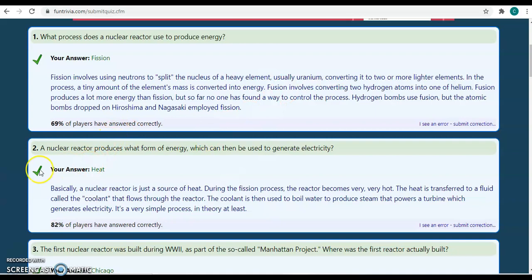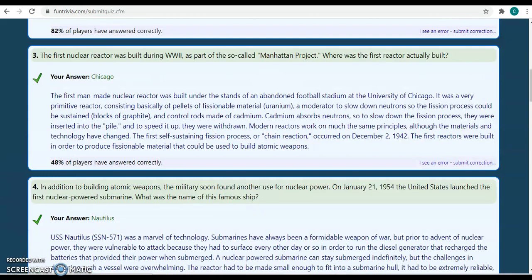A nuclear reactor produces what form of energy which can then be used to generate electricity? Just like virtually all power stations, traditional power stations work by heating something up, okay? And heating that up, they can use that heat to then run a steam turbine or warm up water, which is able to then generate electricity. It is actually a very simple process, and it's how our regular power stations work that we looked at last year.